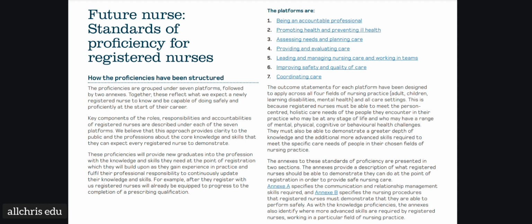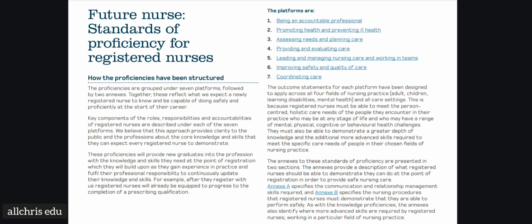Number 3 is assessing needs and planning care. We should be able to recognize the needs of the patients and accordingly plan what care or what treatment we are going to give to them. Number 4 is providing and evaluating care. So once you decide what care you are going to give, you should be able to provide it and be able to evaluate it. Is that care going properly? We should keep a check on it. We should be able to check whether the patient's condition is not deteriorating, but is getting better and better.